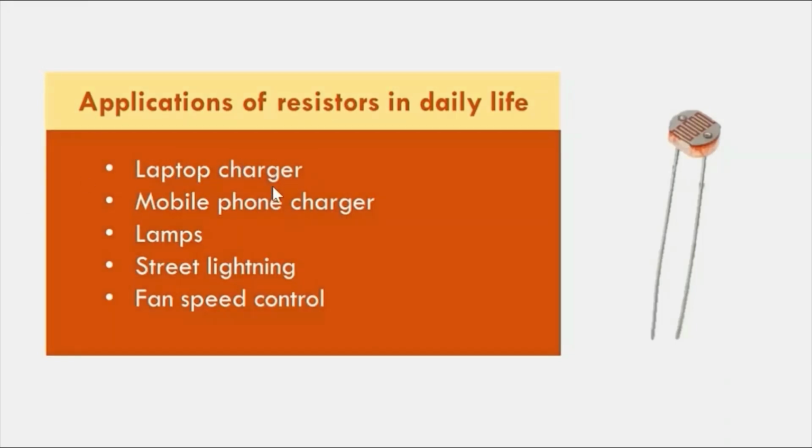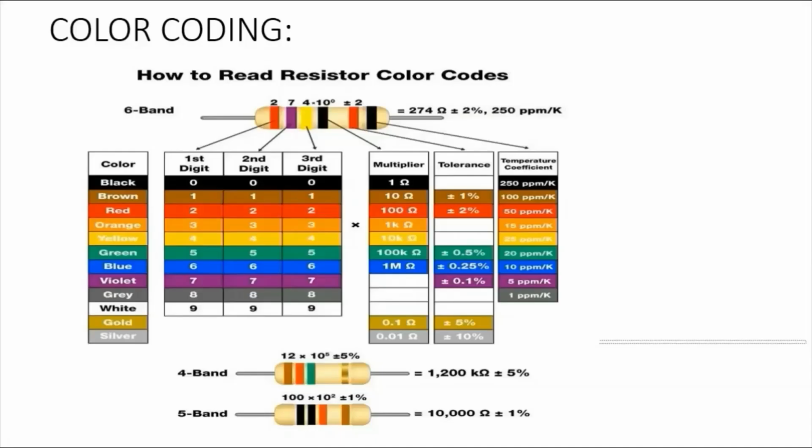Now let us discuss color coding in resistors. For every fixed resistor, there is a fixed resistance value. To identify this resistance value, we use color coding. There are 4, 5, 6 band color code resistors. For each color, we denote a specific digit value. For black it is 0, for brown it is 1, for red it is 2, up to white it is 9.